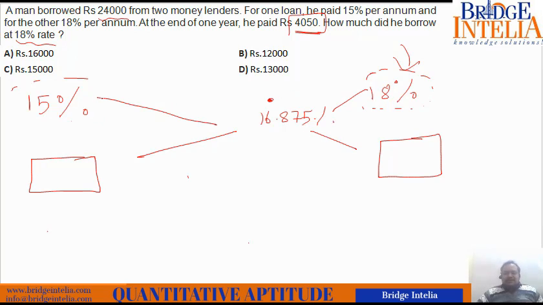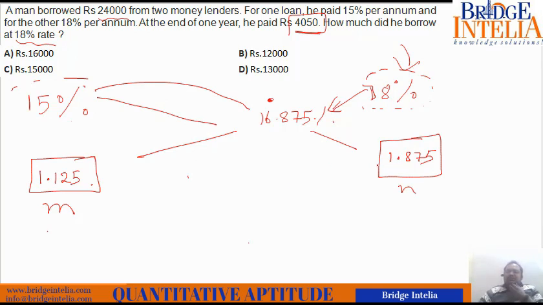So you can see it is more closer to 18. So what is this gap? This gap is 1.125, so this basically determines the ratio. And what is the gap between 15 and 16.875? This is a gap of 1.875. So you can take the ratio of these two. You will get the ratio in which the original amount was distributed.